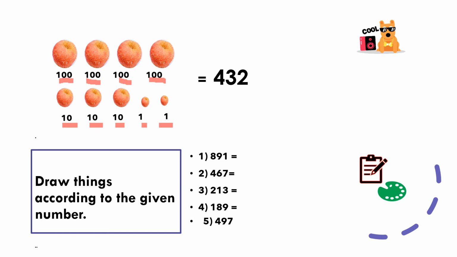Draw things according to the given number. Number 1, 891. Number 2, 467. Number 3, 213. Number 4, 189. And number 5, 497.